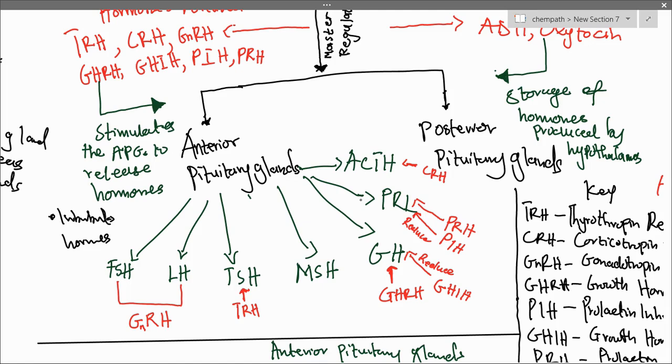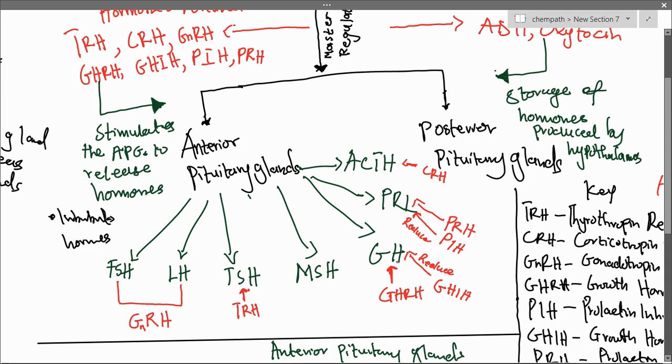So we have FSH, which is also known as follicle stimulating hormone. Then we have LH, which is also known as luteinizing hormone. Now if you could see here, the gonadotropin releasing hormone is what stimulates the production of follicle stimulating hormone and luteinizing hormone. And you could see from here that the thyrotropin releasing hormone causes the release of thyroid stimulating hormone.